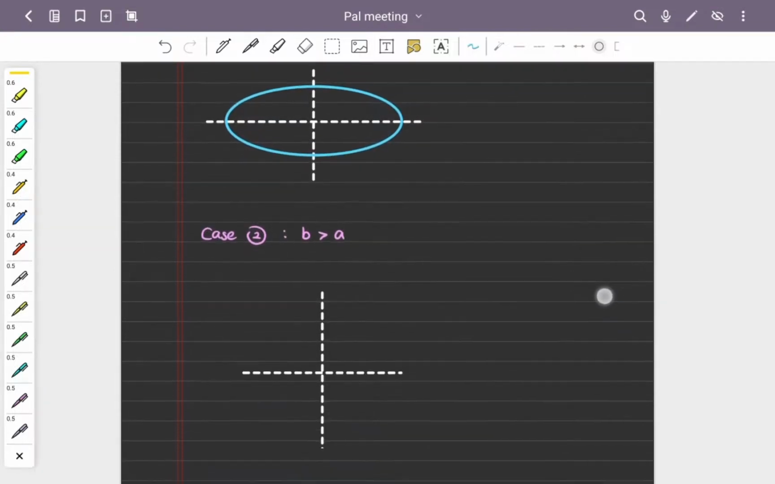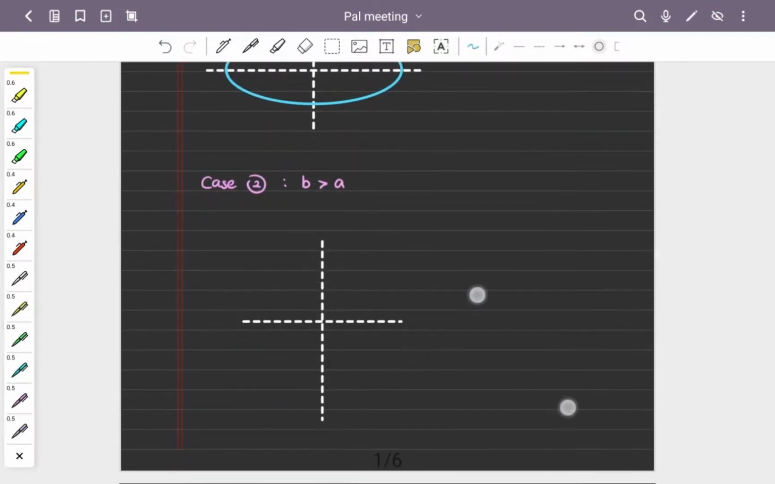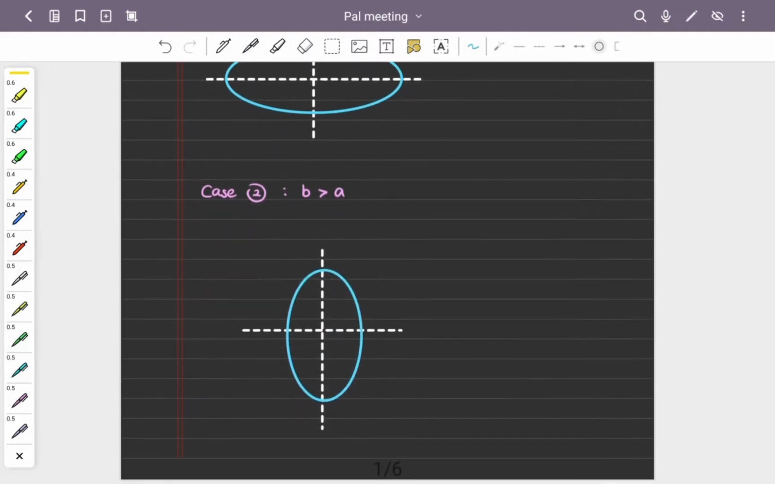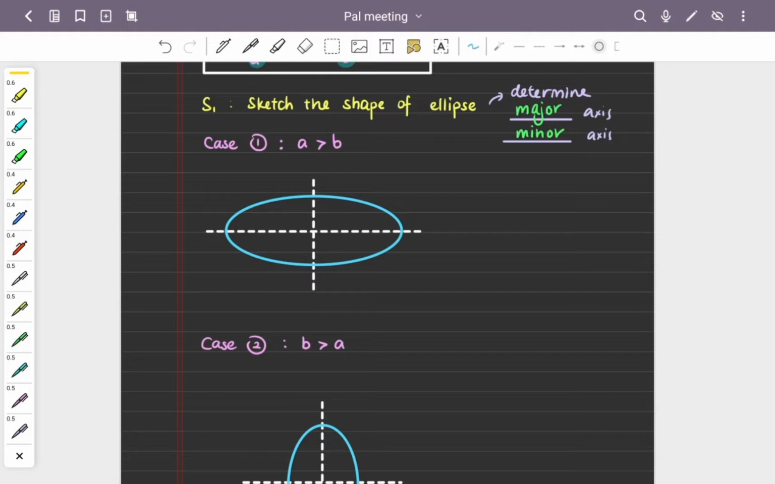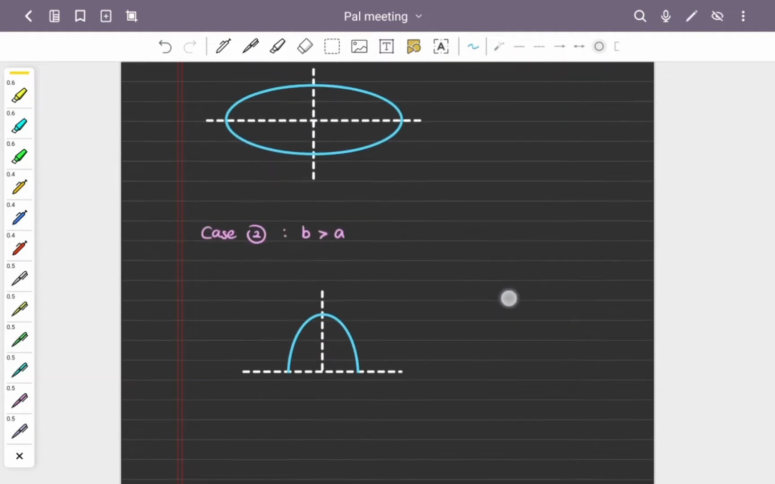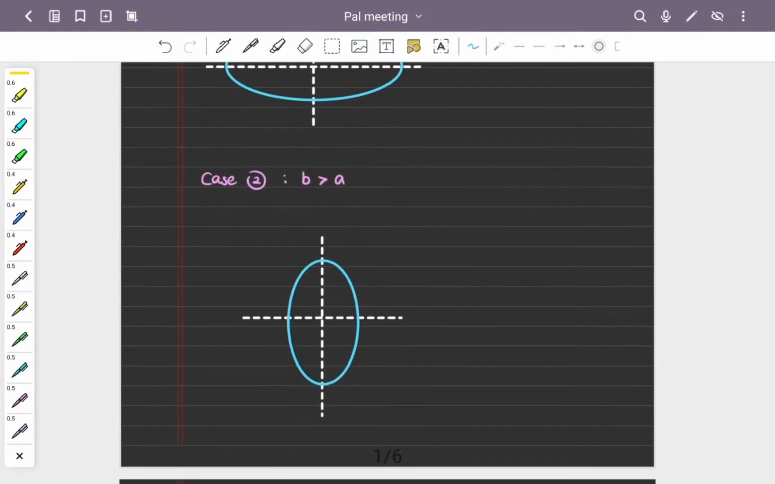Now the second case is when B is greater than A, so your ellipse will expand outwards, or vertically. So it will look like this. It becomes an oval shape. So case 1, A greater than B, it becomes an oval shape expanding horizontally. Case 2, expanding vertically.